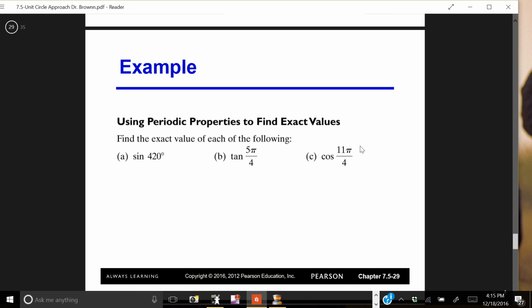Now, I don't think that using the periodic properties to find exact values is necessarily something that you'll always have to do, because you can always plug these into your calculator, and your calculator will take care of the periodic nature. But let's calculate sine of 420, tangent of 5 pi over 4, cosine of 11 pi over 4.